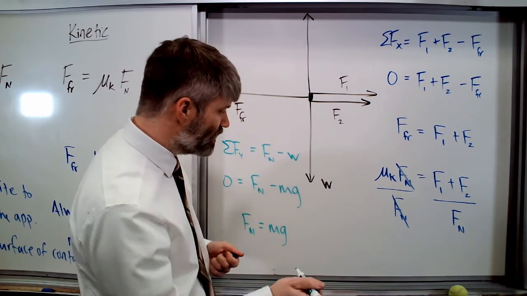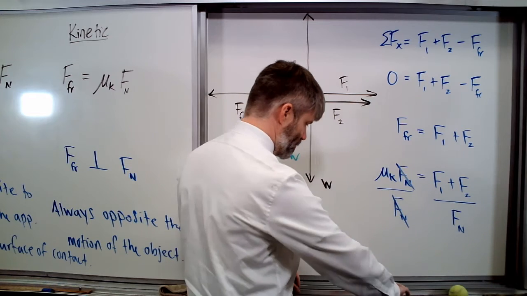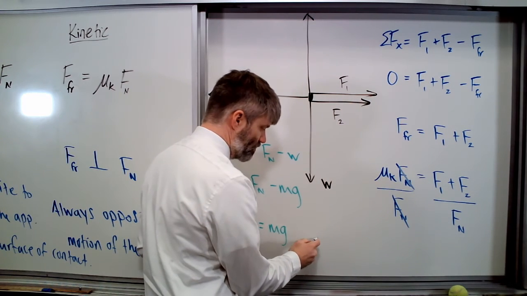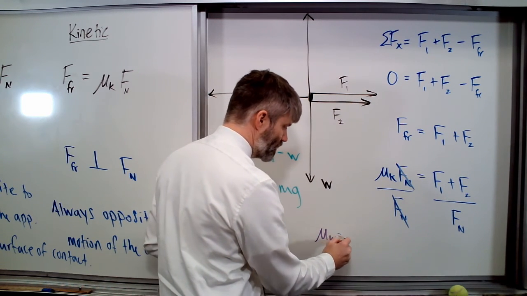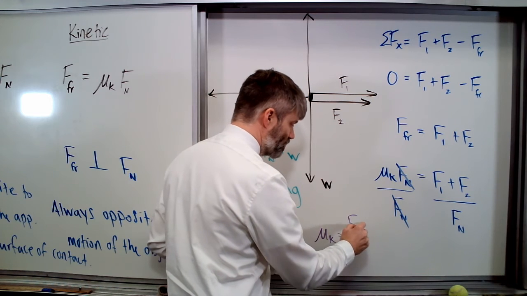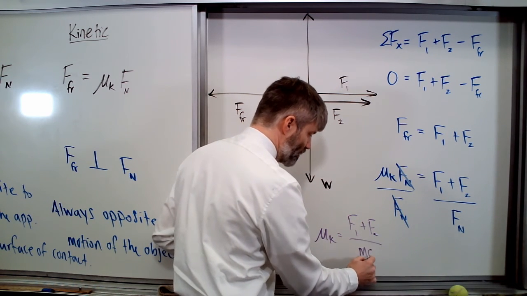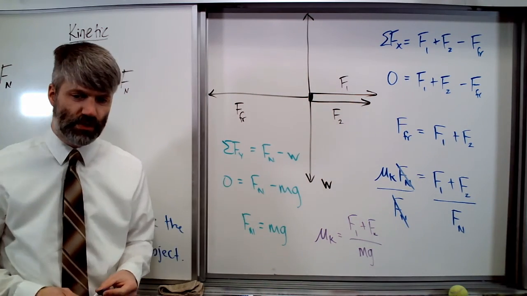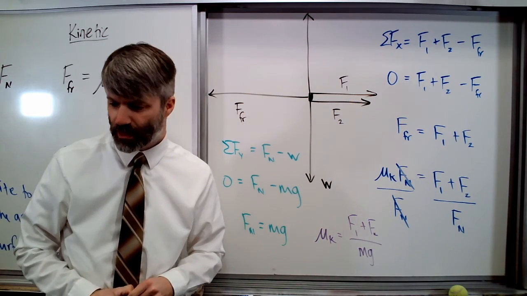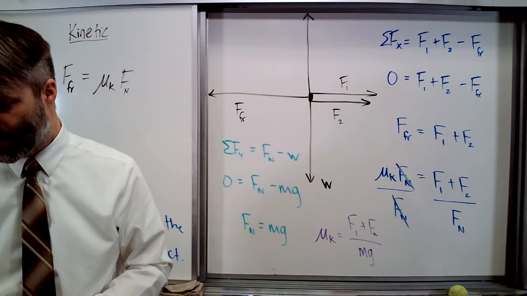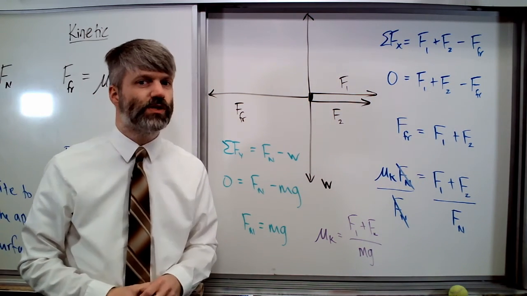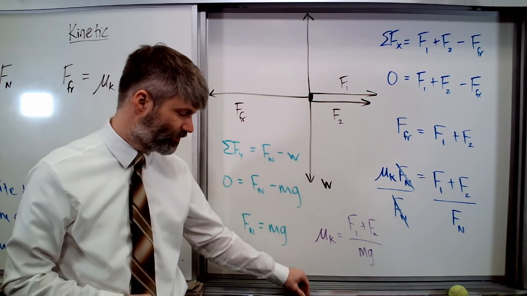All right, so in the end, mu k is going to be F1 plus F2 divided by mg, the weight of the object. Putting those values in, you should get a value of about 0.23 for the coefficient of kinetic friction.